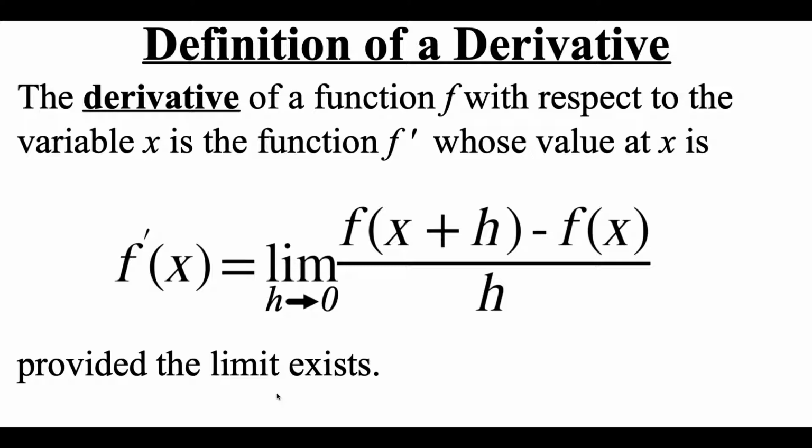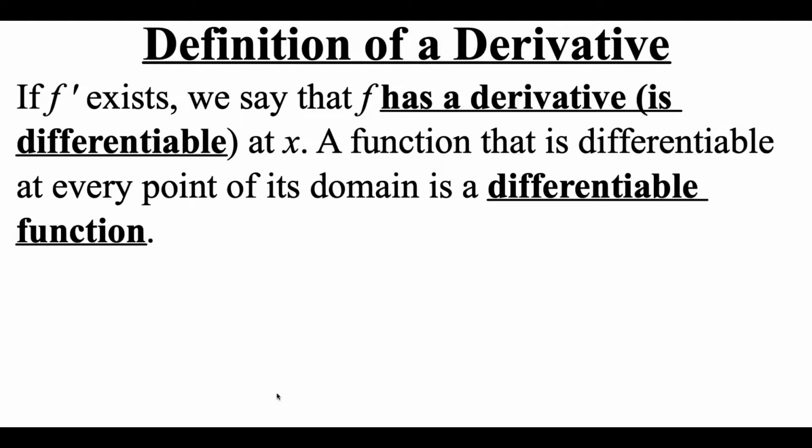Now, this is something that we've actually seen before. If we remember doing slopes of tangent lines, this derivative is exactly the same thing. It's the same exact process. Then, if f prime exists, we say that f has a derivative, or that it's differentiable at that x value. A function that is differentiable at every single point along its domain is called a differentiable function.